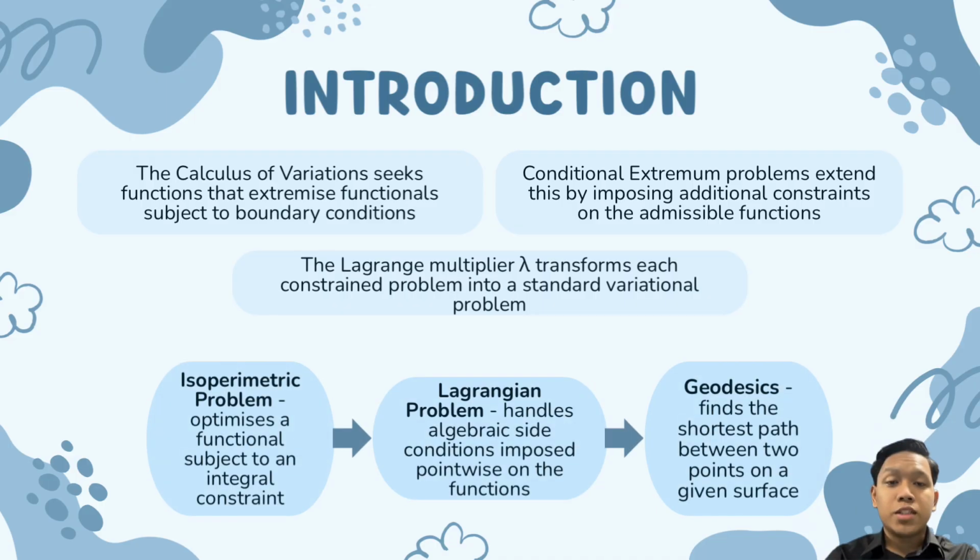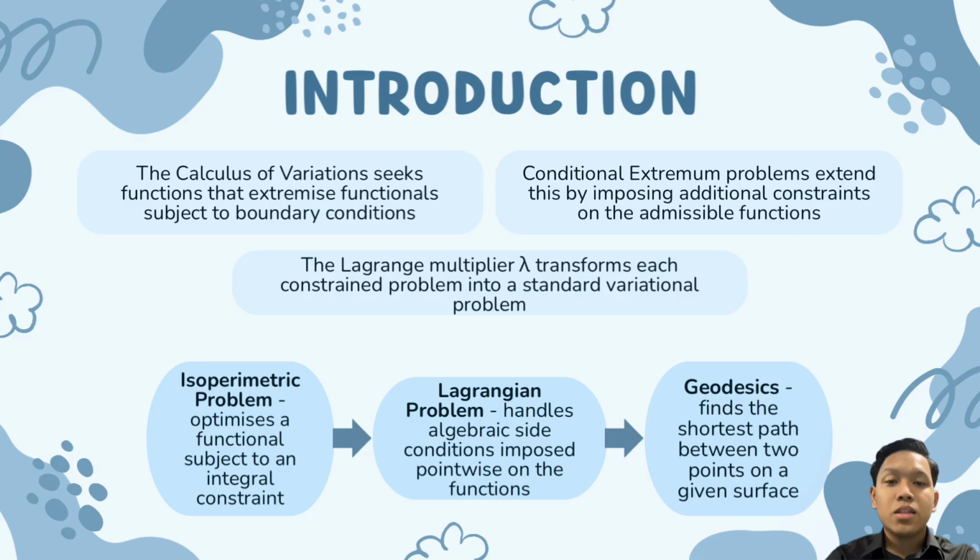Let's start with an introduction to what we are covering today. The calculus operation is about finding functions, not just numbers, that extremize, meaning maximize or minimize, a function subject to given boundary conditions. Conditional extremum problems build on this by adding extra constraints on top of those boundary conditions. The function isn't free to be anything anymore. It has to satisfy something extra. And the key tool that makes this possible is the Lagrange multiplier, or lambda. It transforms each constraint problem back into the standard unconstrained variational problem that we already know how to solve.